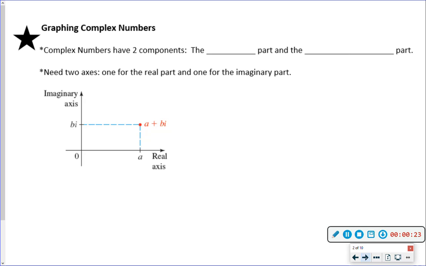Not a big deal. You're not on an x and y axis. You will be on a real axis and an imaginary axis. So I just got to show you how to do all of this. So complex numbers, of course, we know have two components. We have the real part and we have the imaginary part. So, just like it says, you need the two axes to draw them.